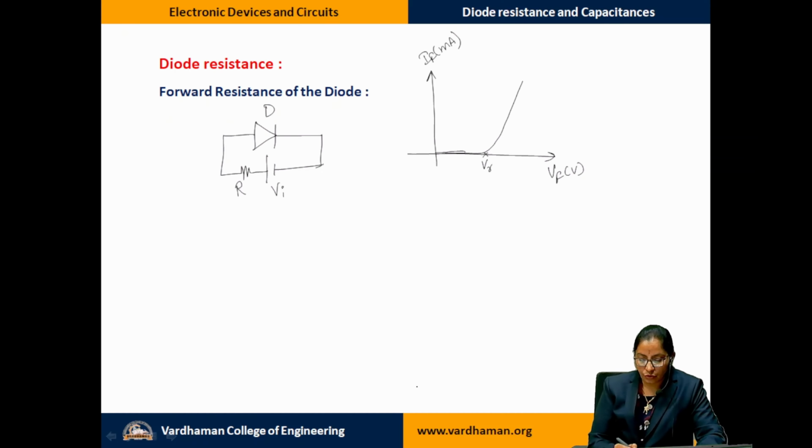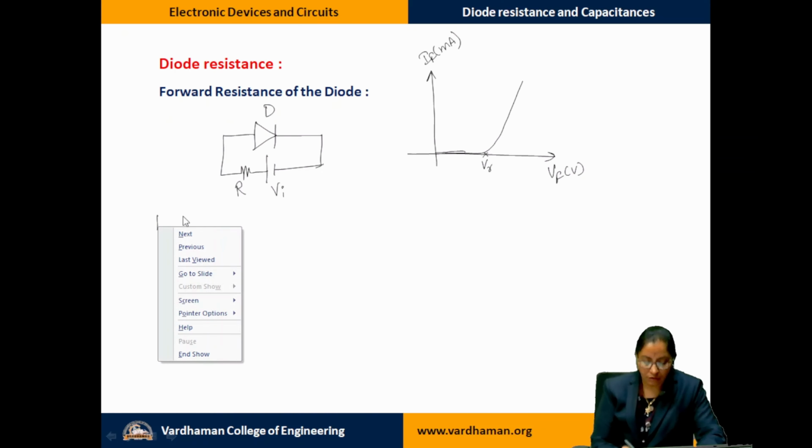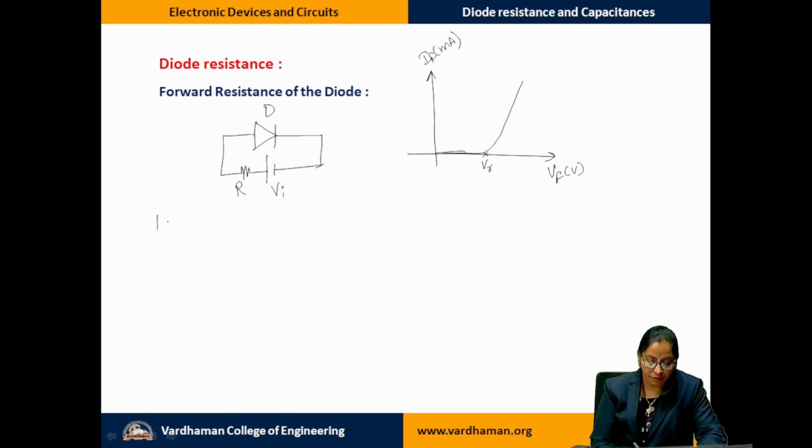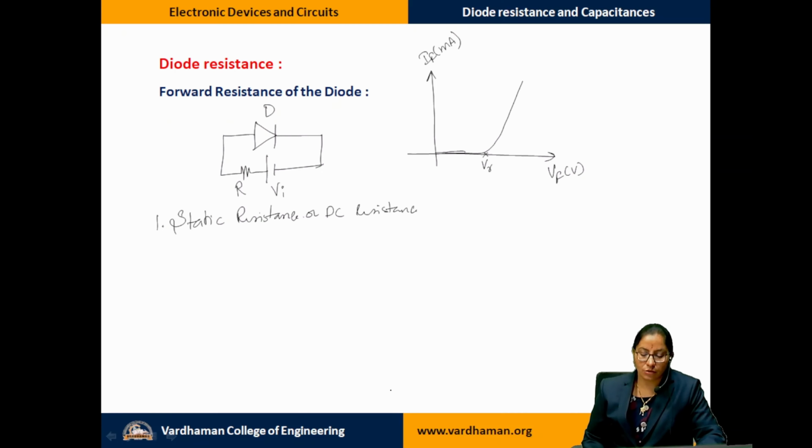So here when we want to define a static resistance, that is nothing but the DC resistance of a device, we call it. So DC resistance we are going to define in this manner. Under forward bias condition, I am trying to define my DC resistance. DC resistance is static resistance, which we also call DC resistance. Okay. And as we know, DC is a constant voltage that has been applied.